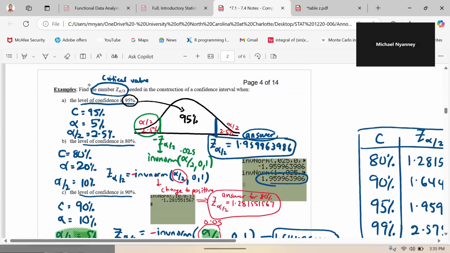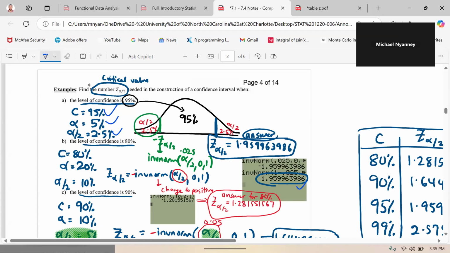So we have the level of confidence is 95. So alpha is what? 5%. Divide alpha by 2, 2.5%. Okay, so if you're using a calculator, then that will be the inverse norm of alpha over 2, that's 0.025. Then you maintain the 0 and 1, you hit it, then you get your answer. So you take the positive part, because I want z alpha over 2, not negative z alpha over 2. We do the same for 80%.